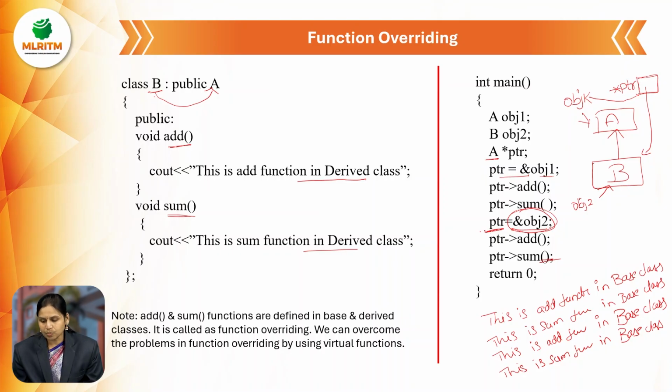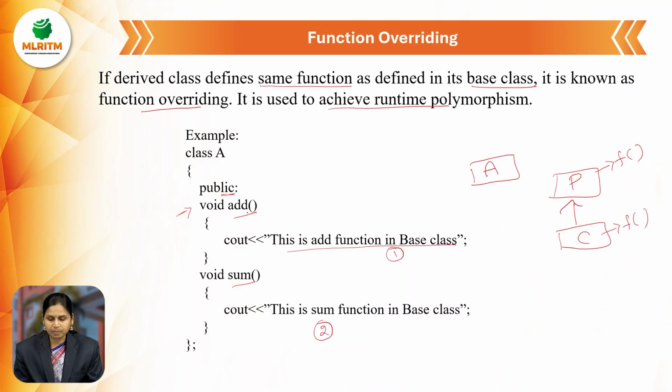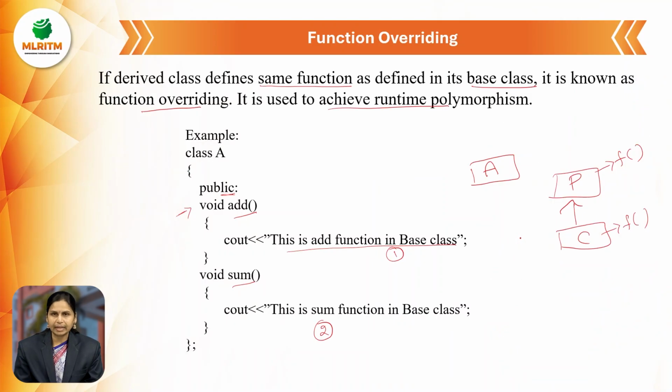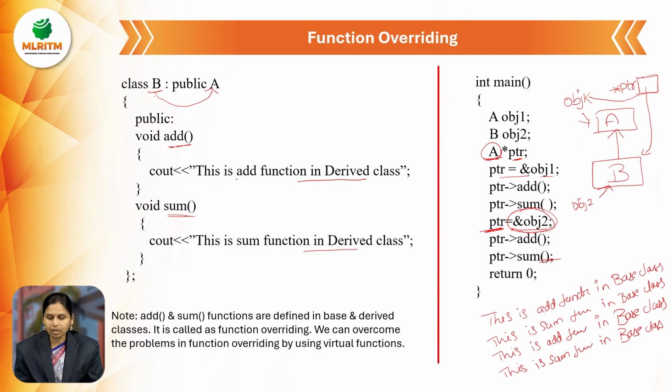So, always this pointer calls the base class functions, base class function add and sum only. It does not call the child class functions, because this pointer is created for class A. Even though we are copying the address of object 2 in the pointer, this pointer always calls the parent class method. It does not call the child class methods.